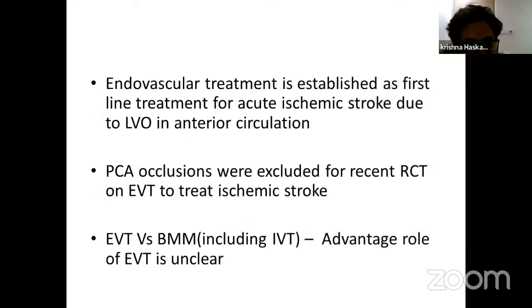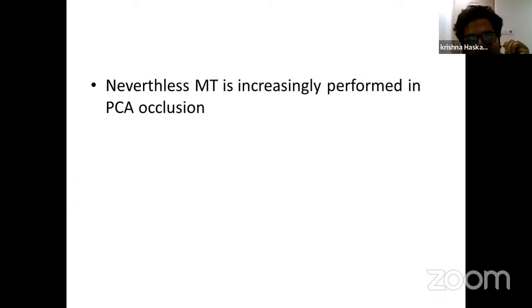As we all know, endovascular treatment is established as first line treatment for acute ischemic stroke due to LVO in anterior circulation. And we all know that PCA occlusions were excluded in recent randomized controlled trials on endovascular therapy to treat ischemic strokes. Compared to best medical management, including IVT, whether endovascular treatment offers a definite advantage over it, the role is unclear. However, MT is increasingly performed in PCA occlusions.